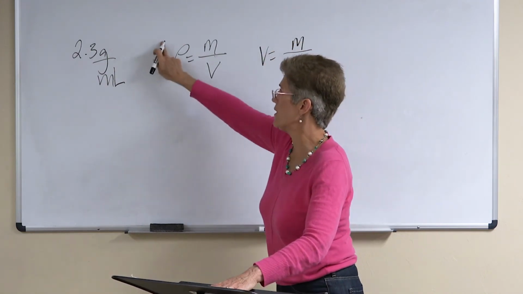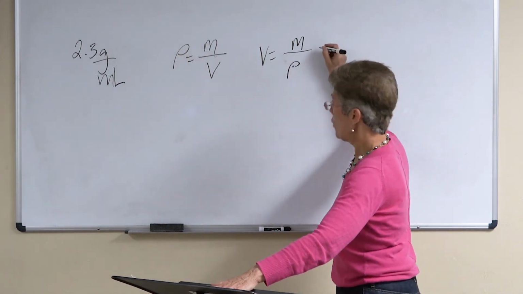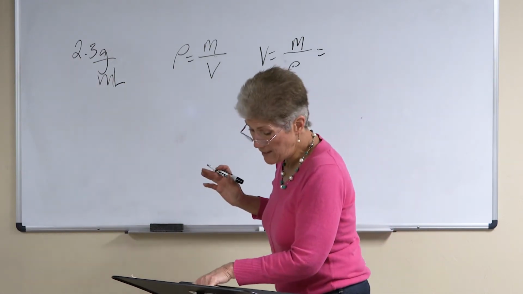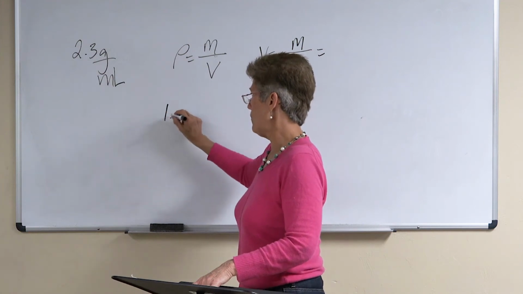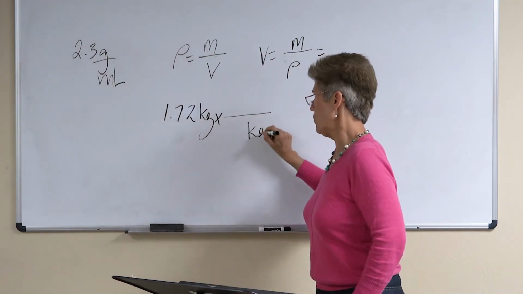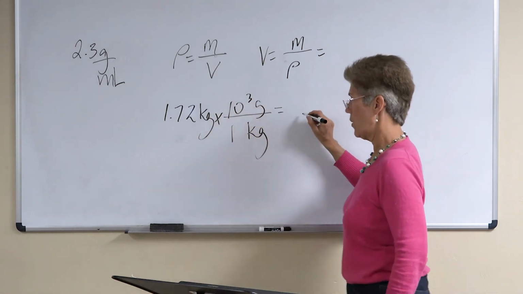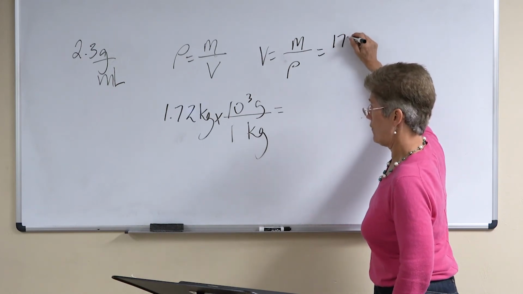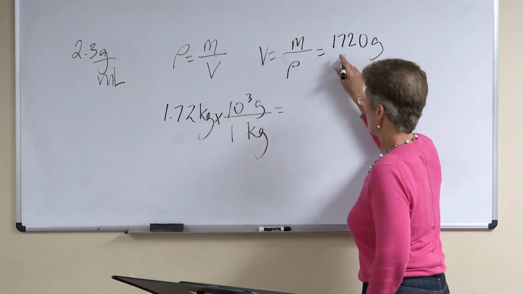All I did was multiply this by both sides, divide this by both sides, so that I got V by itself. We are told that the mass of this sample is 1.72 kilograms. But I need this in grams, don't I? So 1.72 kilograms, I'm going to convert that to grams. And so that's going to be 1720 grams. That's still 3 significant figures.